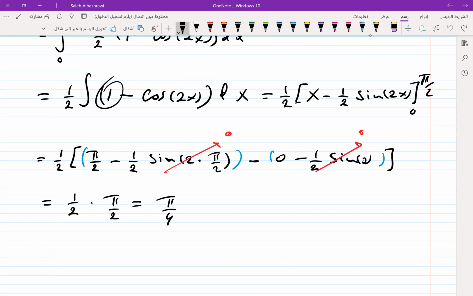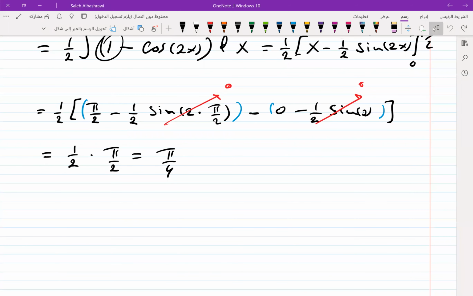So you can see that if I have sine to power 2 or cosine to power 2, we can use the half angle identity. But in some cases, I will have power higher than 2, might be 4, 5, or 8. For example, if I want to evaluate this integration, 0 to pi over 2, sine to power 5 x dx.